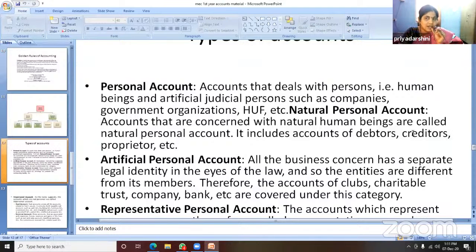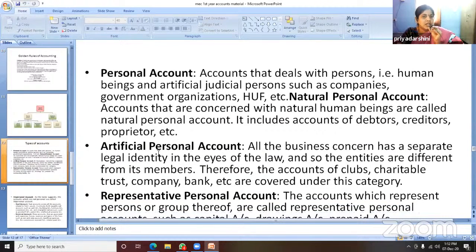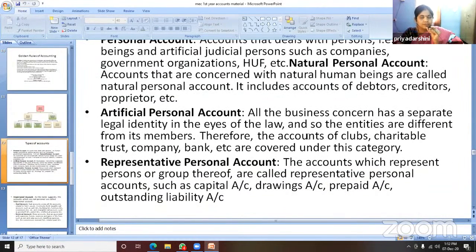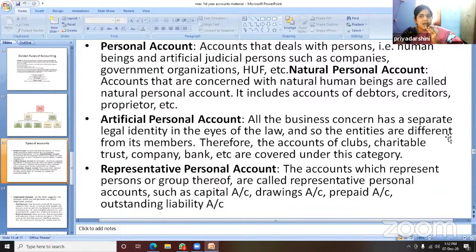And the creditors. Creditors means those to whom the business owes, from whom the business purchases material on credit basis. Then they become the creditors. And the proprietor or the owner or the investor or the shareholder is also a natural person. Coming to the artificial person account, all business concerns have a separate legal entity in the eyes of law, and so the entities are different from their members.